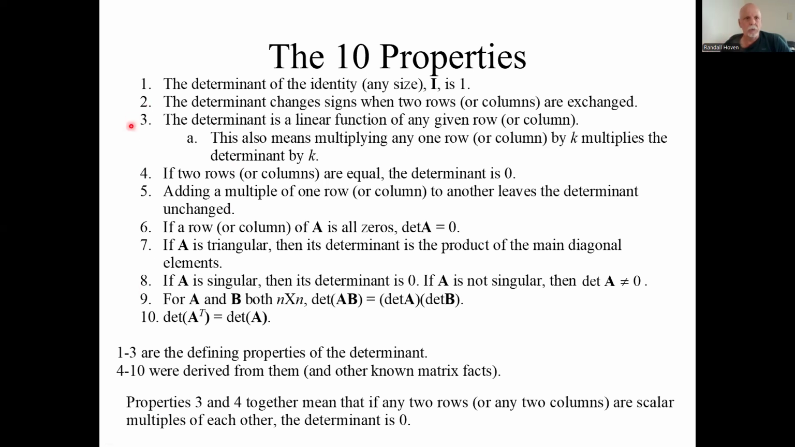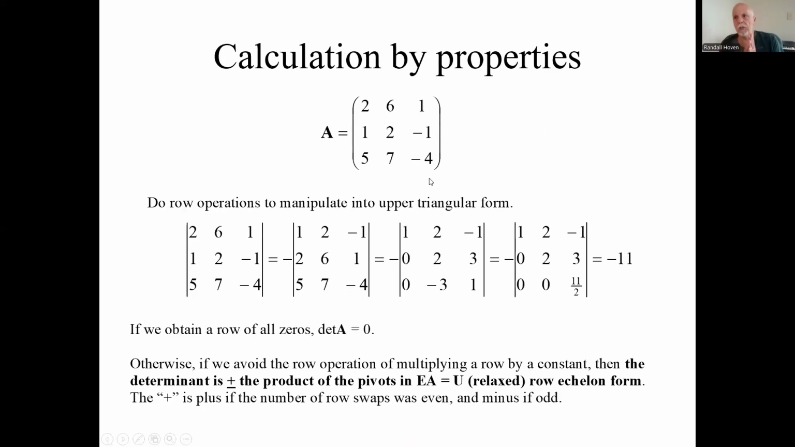If you put properties 3 and 4 together, it means that if any two rows or columns of a matrix are just scalar multiples of each other, the determinant is 0. That's because you could multiply one of those rows by a constant to make it equal to the other, and then you have that constant times a matrix that has 2 equal rows, and that determinant is 0. So you can kind of consider that as the 11th property. So let me get into applying these properties.